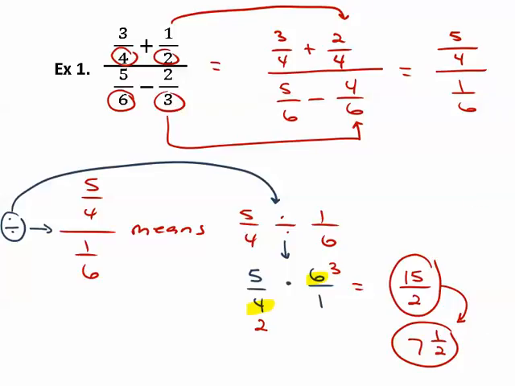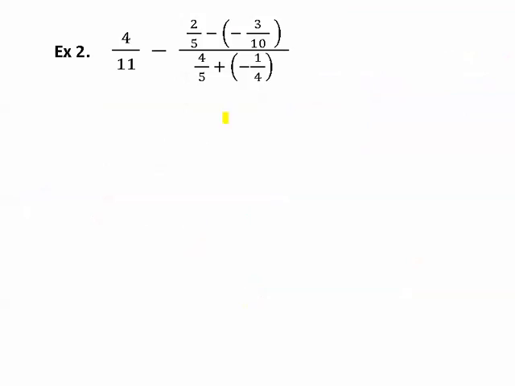All right, let's take a look at one last example. All right, so here in example 2, we have a fraction and then we're subtracting a complex fraction from it. So what we need to do first is simplify the complex fraction. And here in the numerator, we have a minus minus. We're going to change that to a plus. And then in the denominator, we have a plus minus. We're going to change that to a minus.